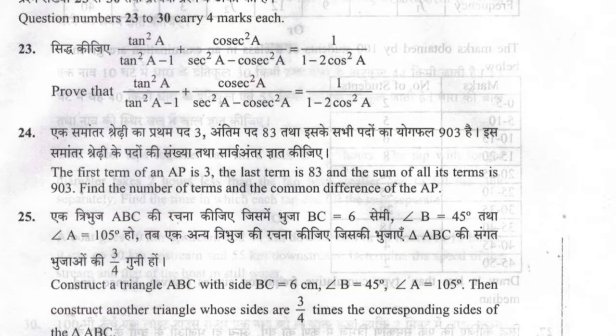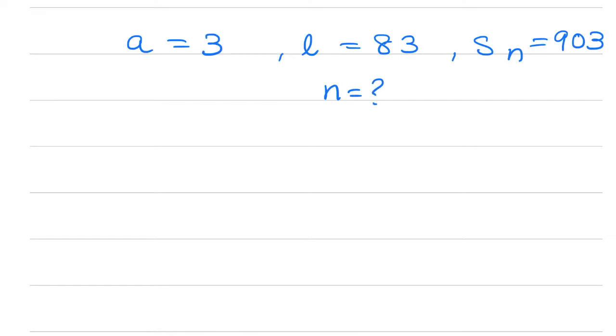In the 24th question, we are given that the first term of an AP is 3, the last term is 83, and the sum of all its terms is 903. And we have to find the number of terms and the common difference of the AP. We are given the first term, a, is 3 and last term is 83, and sum of all its terms is 903. And we need to find out n and the common difference.